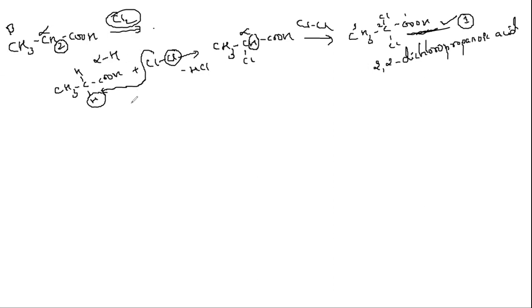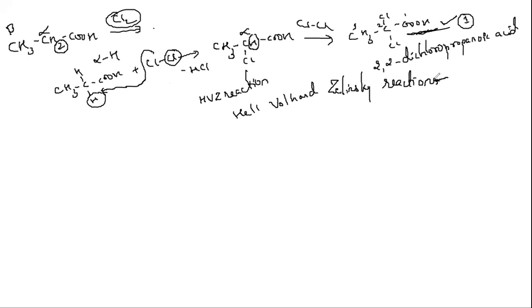Fine. So this reaction is called a halogenation reaction, and it is very well known as the HVZ reaction. HVZ stands for Hell-Volhard-Zelinsky reaction. All the alpha hydrogens get replaced. Yes. In the presence of phosphorus, the monohalo derivative is the main product.